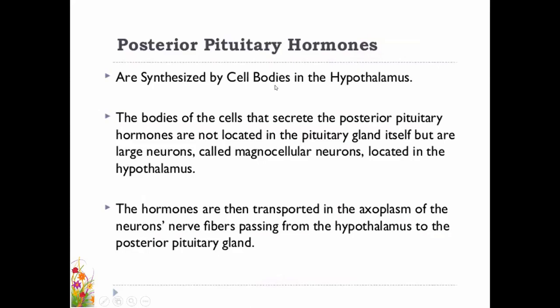So now we can study about posterior pituitary hormones. Okay. What are the two posterior pituitary hormones? There are 6 anterior pituitary hormones and 2 posterior pituitary hormones. The hormones which are secreted by the posterior gland. What are those 2 hormones?